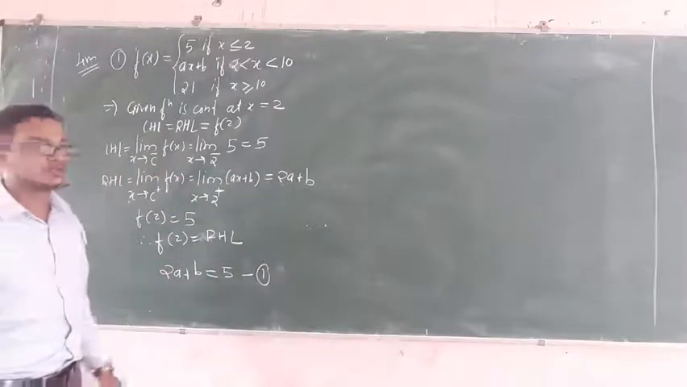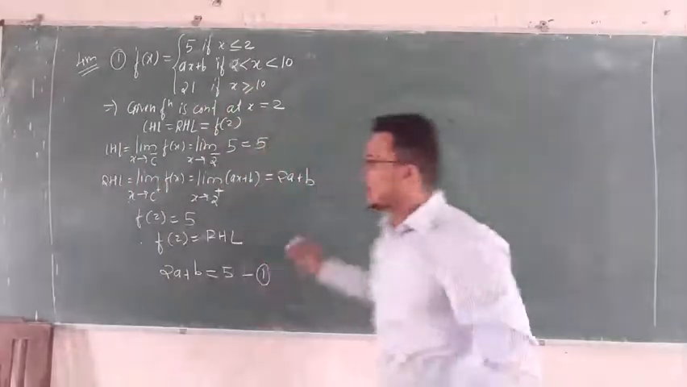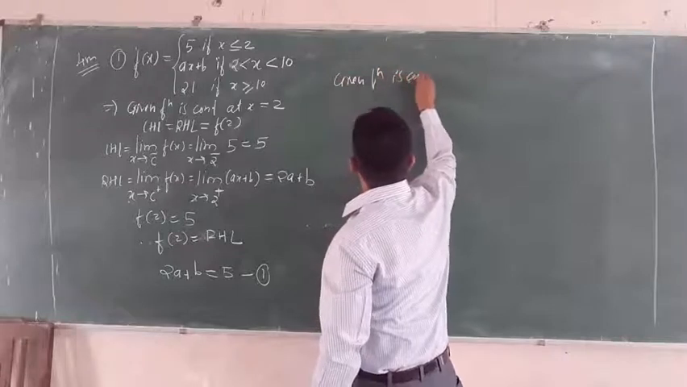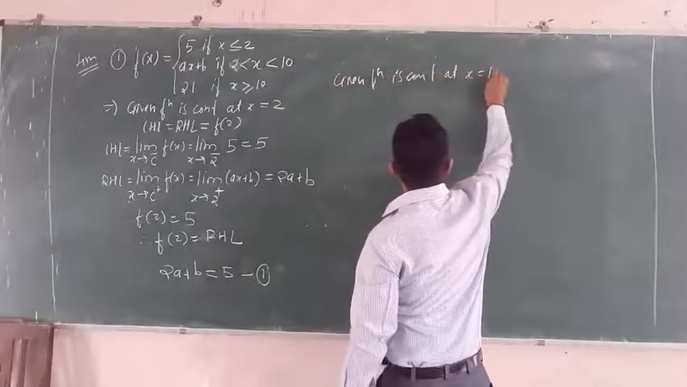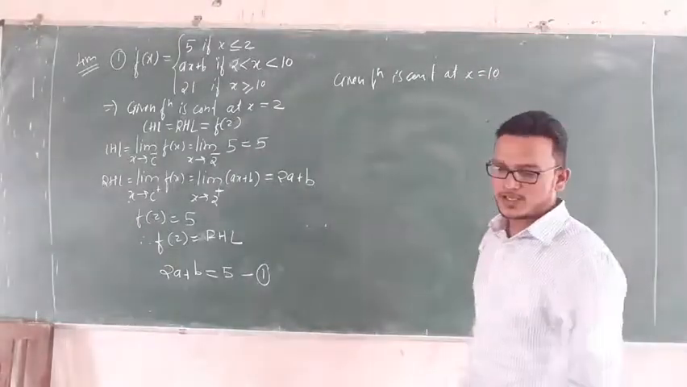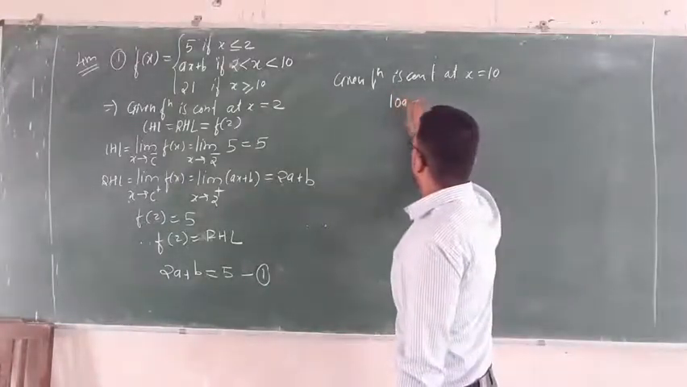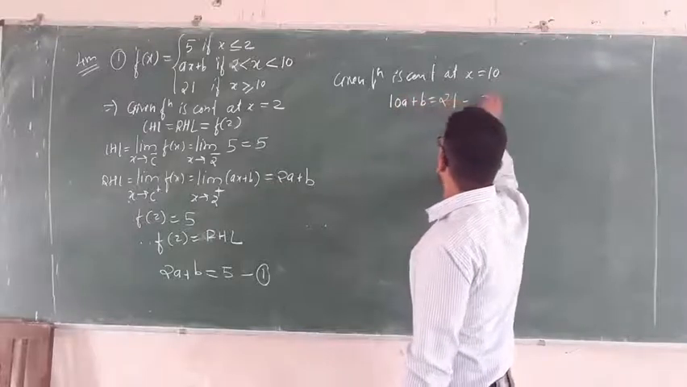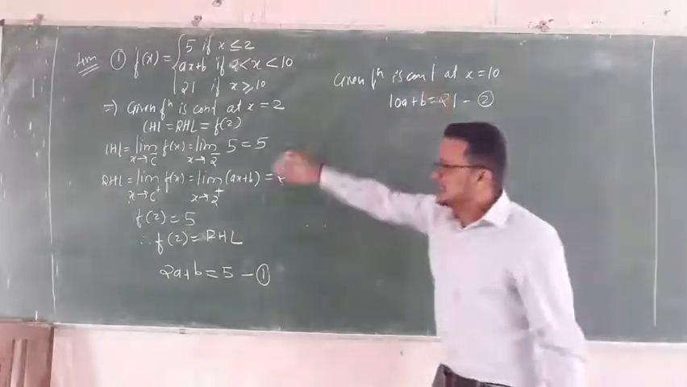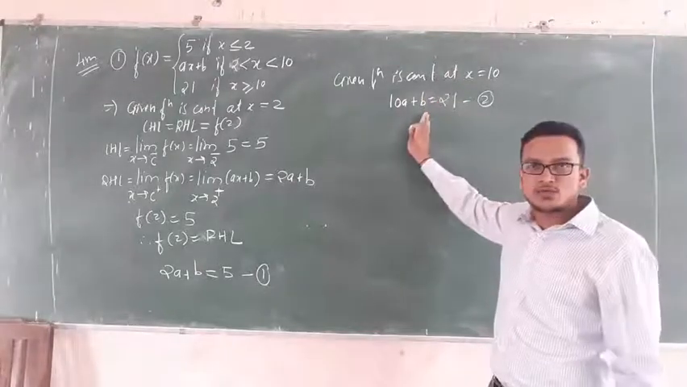The same part you have to do for which continuity point now? At x equals 10. Given the function is continuous at x equals 10, if you do the same steps, you will get the second equation, that is 10a plus b equals 21. That is your second equation. See, I have not done this part for this problem, you work it out as homework. So I have just taken the equation directly.